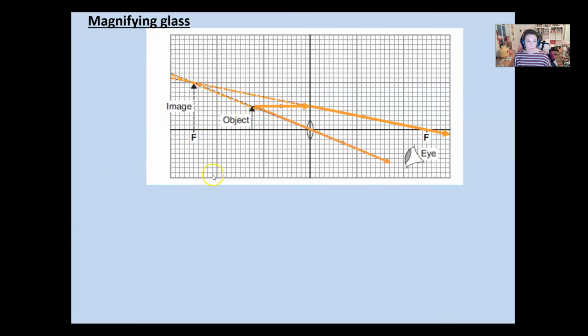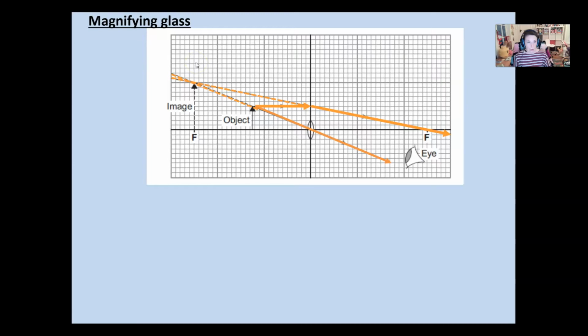So we actually call this a virtual image because our real rays are not meeting on the right hand side of the lens. So we've made a virtual image on the left hand side by drawing our lines backwards. So this image is a virtual image, and we can see that the image is bigger than the object. Now if I was to put a piece of paper here, you would not get an image, okay, because it's a virtual image, it's not real.